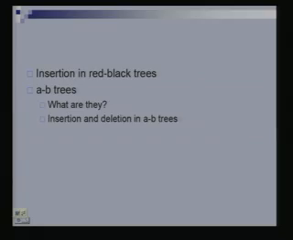We are then also going to introduce the notion of an AB tree. So we'll first define what an AB tree is, and then we are going to see the process of insertion and deletion in an AB tree. So we get to insertion.